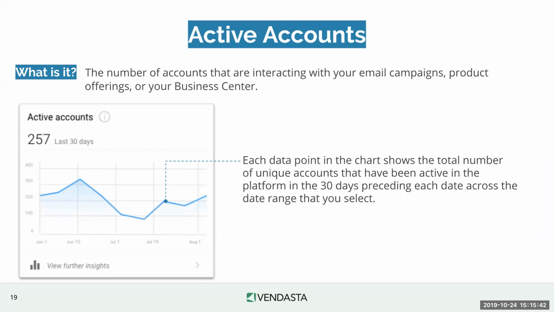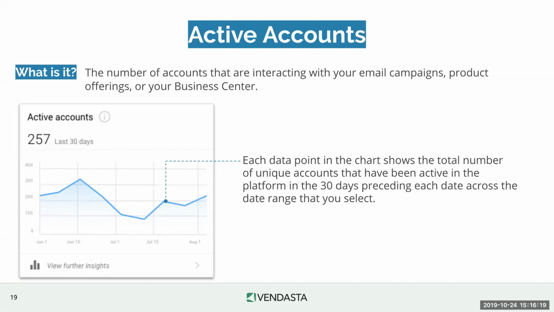Moving on to the next chart, which is active accounts. Very similar to how active salespeople are being tracked, these are the number of accounts that are interacting with your email campaigns, your product offerings, or your business center. So again, it's also a rolling 30 days. Each data point in the chart shows the total number of unique accounts that have been active in the platform in the 30 days preceding each date, across each date range that you select. Similar to the past one, if I'm looking at July 15th, then it'll show me the total number of unique accounts that have interacted with the platform from June 15th until July 15th.